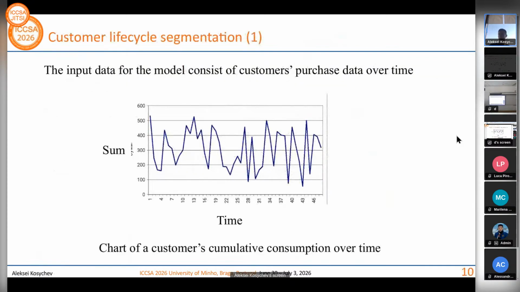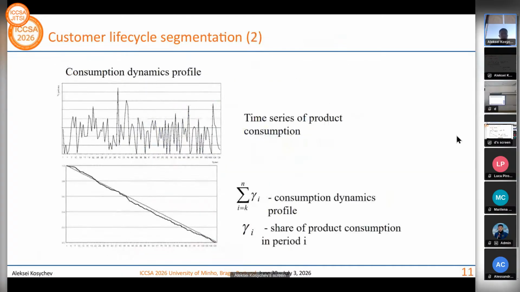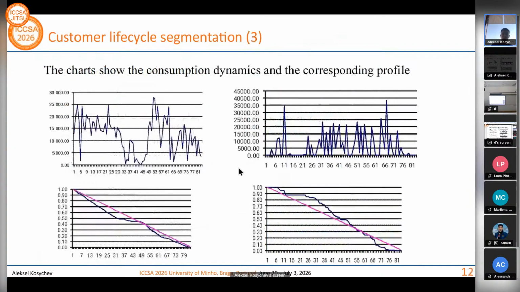So now I would like to give some examples of the original construction of life cycle curves and how it transforms data series. On the top part of the slide, we can see raw data, and on the bottom, we can see the results of implementing the life cycle curve method. Here are some more examples.